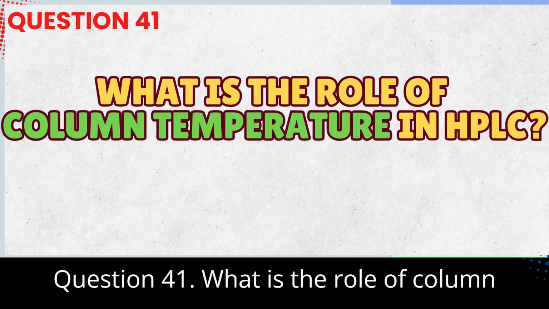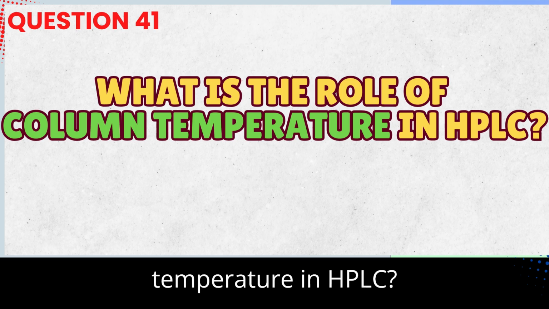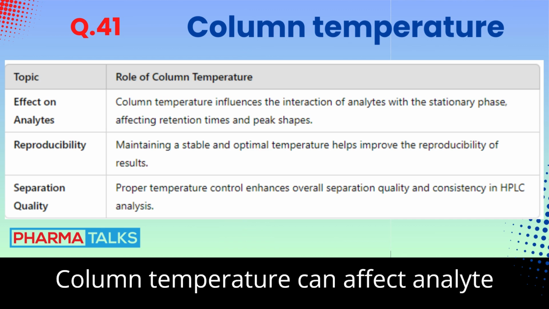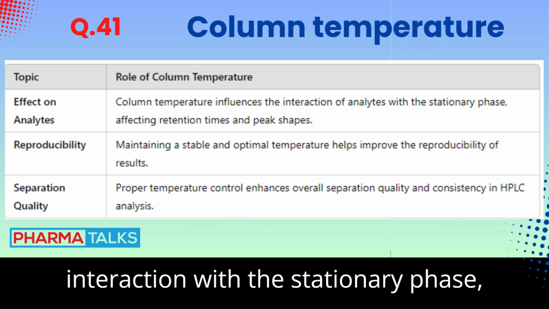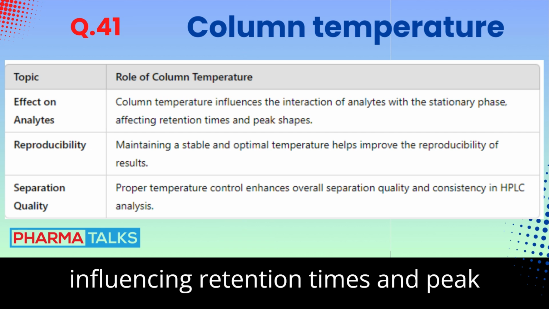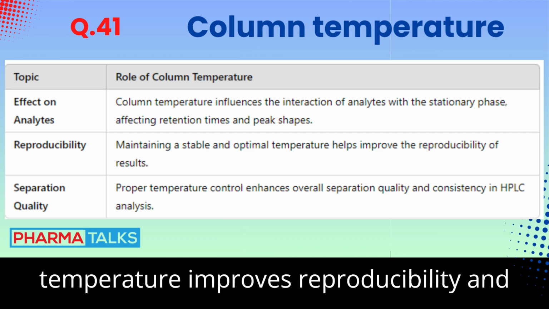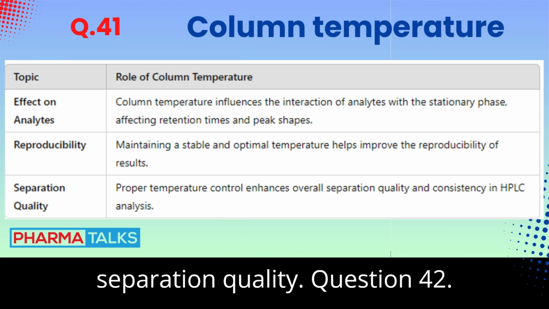Question 41. What is the role of column temperature in HPLC? Answer. Column temperature can affect analyte interaction with the stationary phase, influencing retention times and peak shapes. Maintaining a stable and optimal temperature improves reproducibility and separation quality.